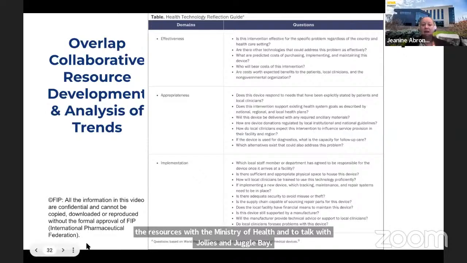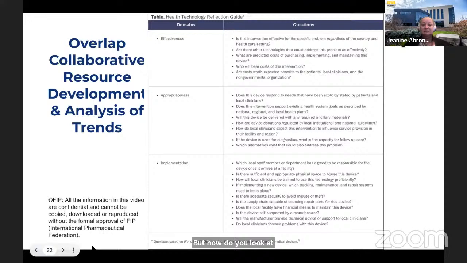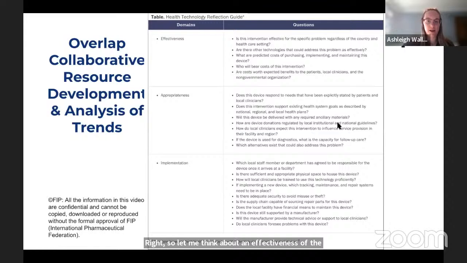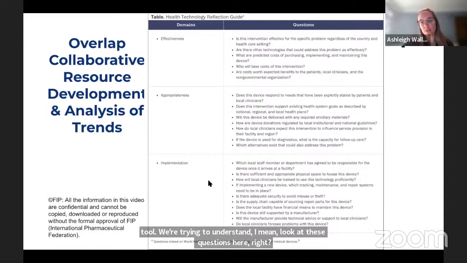But how do you look at, again, that effectiveness as a tool and thinking about can it be applied longitudinally, especially as people move to different locations and have different roles? Right. So when we think about the effectiveness of a tool, we're trying to understand, look at these questions here, right? Like, does it actually accomplish the task that we need it to accomplish, right?